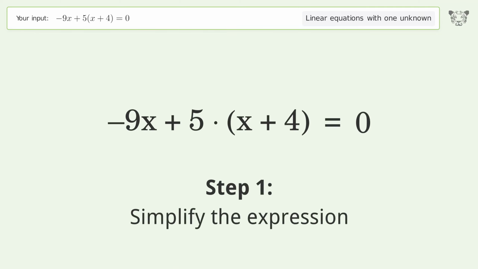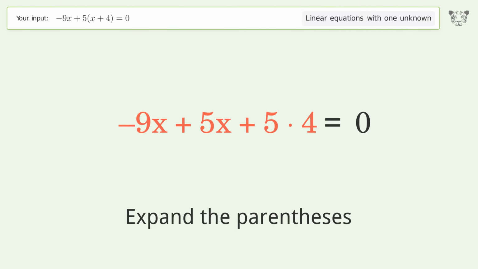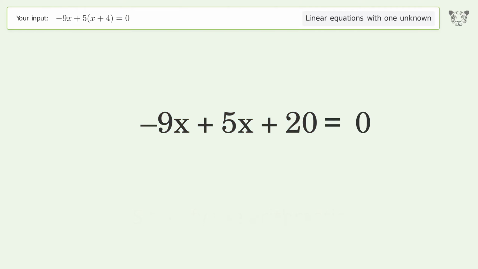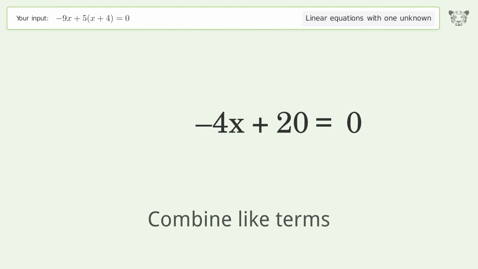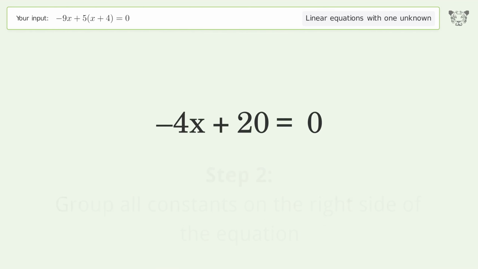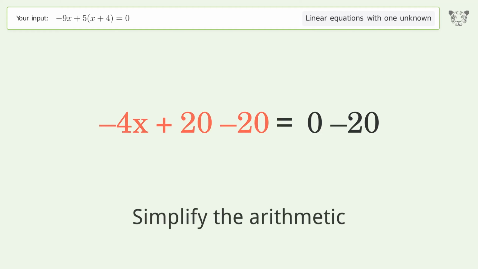Simplify the expression. Expand the parentheses. Simplify the arithmetic. Combine like terms. Group all constants on the right side of the equation. Subtract 20 from both sides. Simplify the arithmetic.